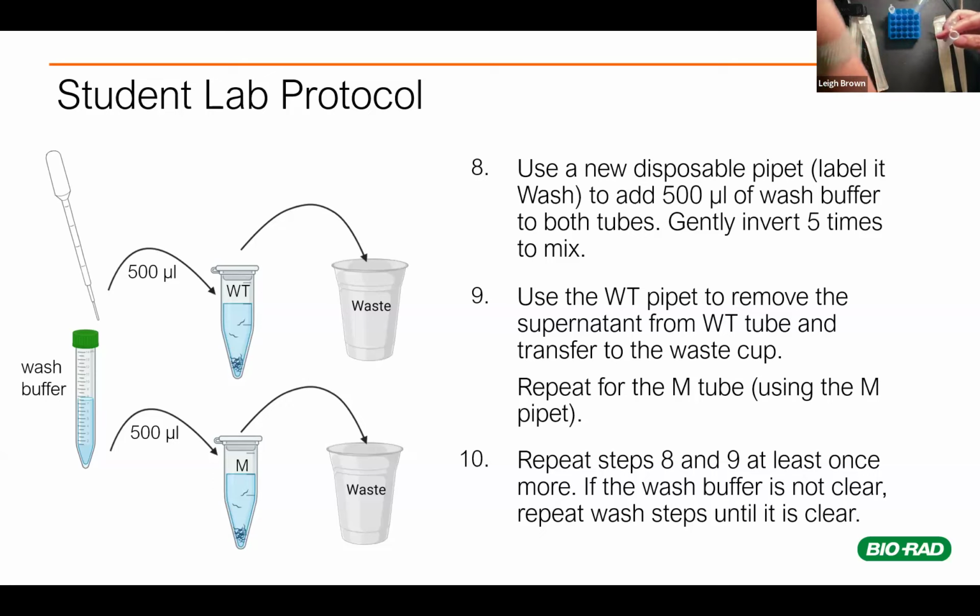So that's been about 2 minutes from when we did the last pelleting. So go ahead and repeat what we did before, which is take the appropriate pipette. So the wild type pipette for the wild type 1.5 mil tube, and pull off the supernate from above the pellet and put it into your waste container. And then do the same thing for the mutant worms as well.